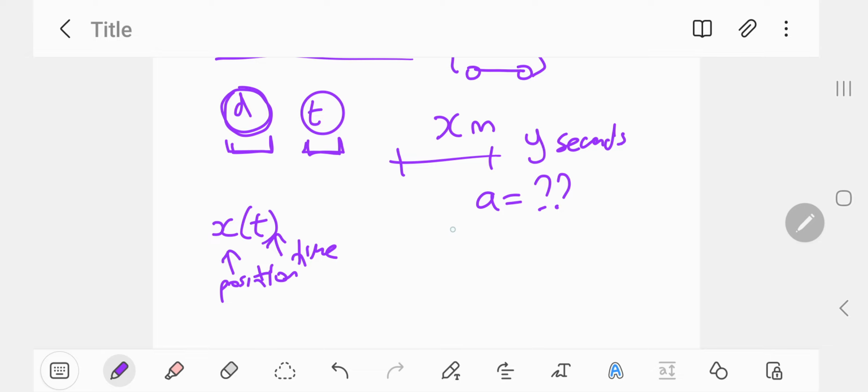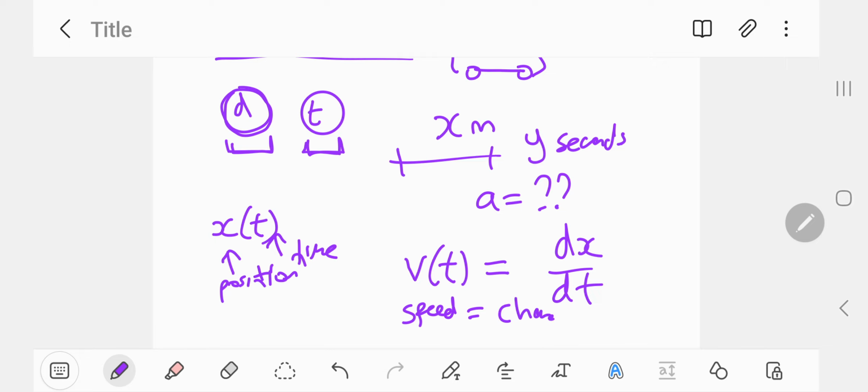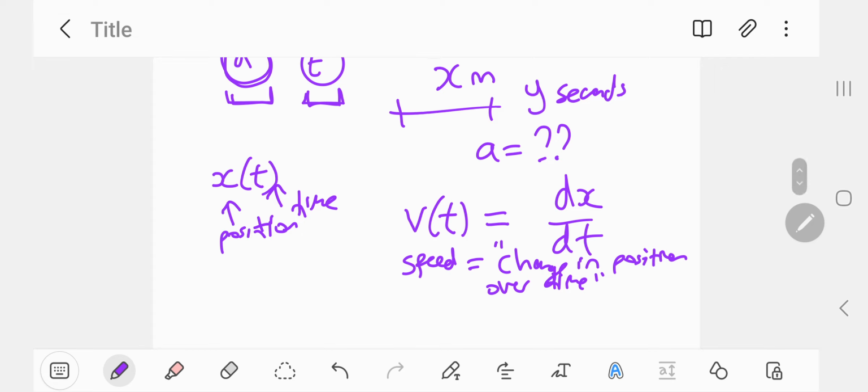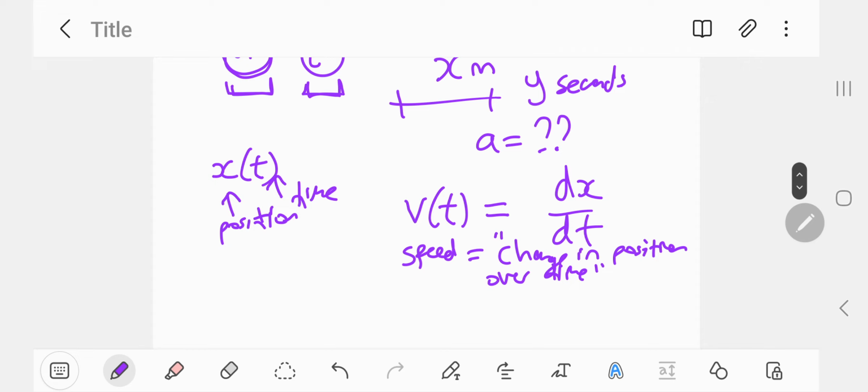Well, speed is just your change in position with respect to time, right? Mathematically, here's how we would write it: v(t) is equal to dx over dt. Speed is change in position over time. That's what the d's stand for. This expression might look a bit complicated at first, but in actual fact, it's just exactly what I mentioned in words. Speed, v of t, is just the change in position over time.